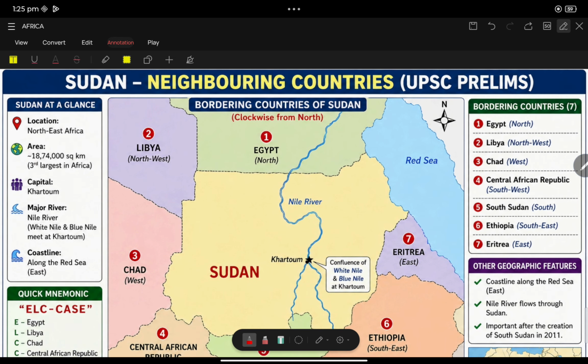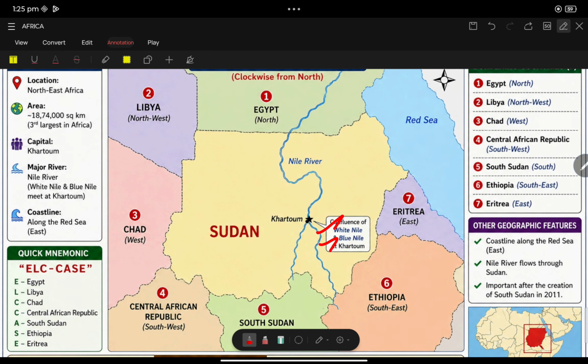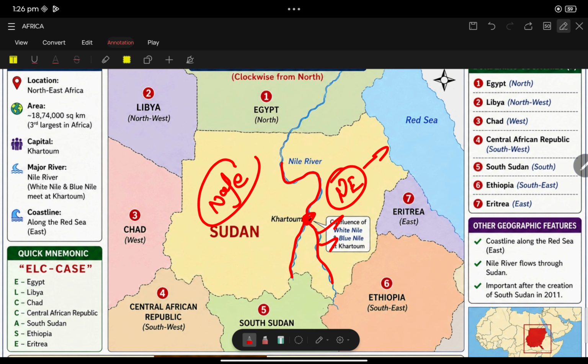Also, a major thing: the White Nile and the Blue Nile. At Khartoum in Sudan, the White Nile and Blue Nile join and flow as the Nile River. First of all, Sudan is present in the northeastern part of Africa, it faces the Red Sea, and it is north of the equator. This is very much important.